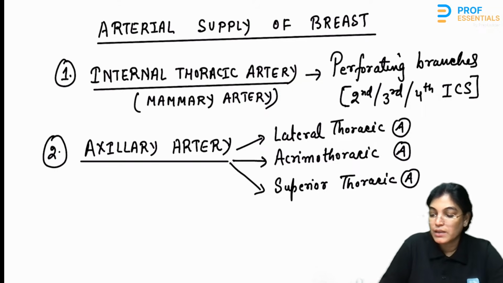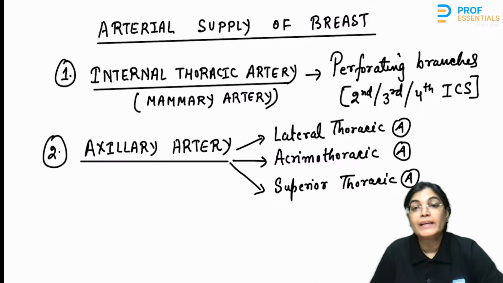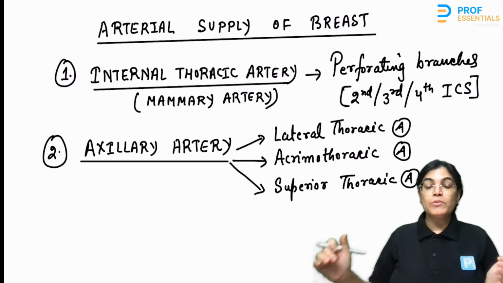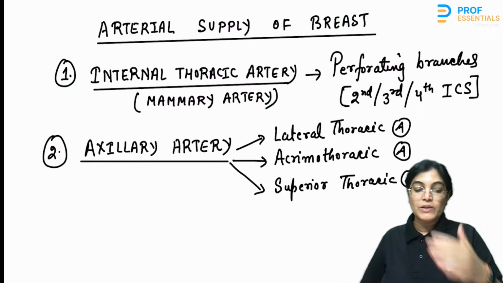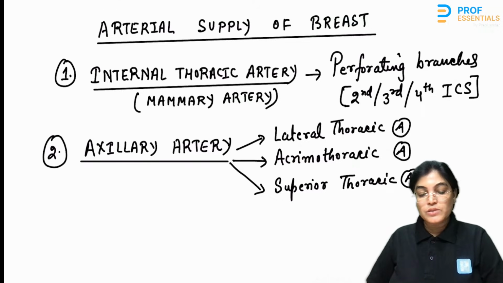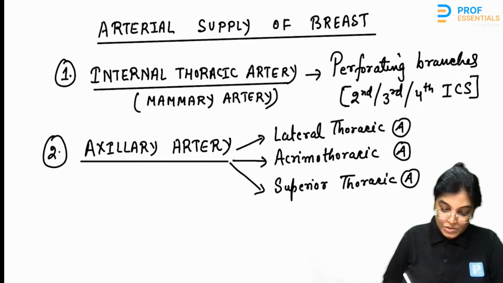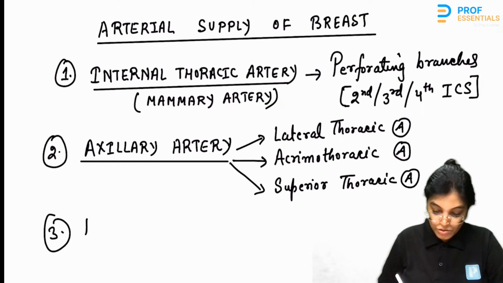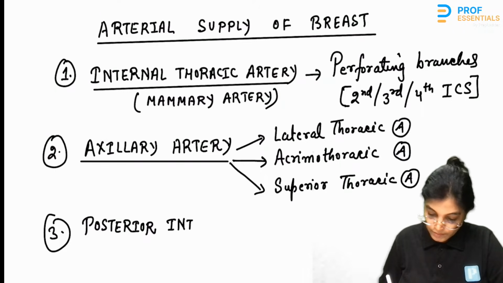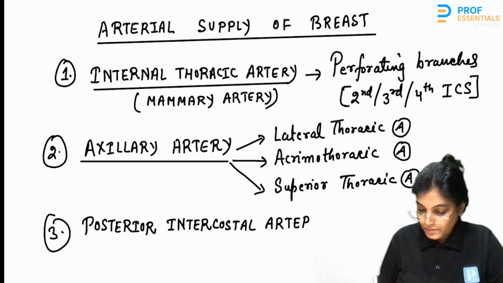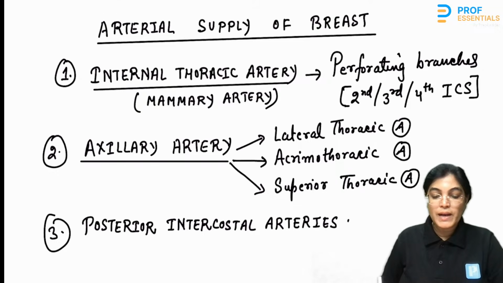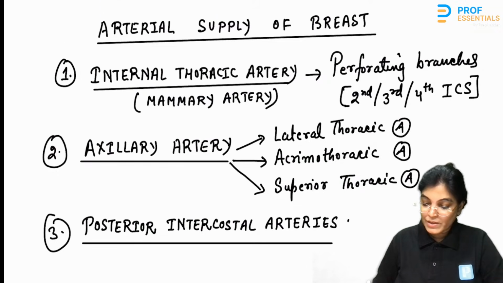So my dear students, in the axilla part, I will tell you that lateral thoracic and acromiothoracic artery are the branches from the second part of axillary artery. And the supreme thoracic artery is the branch from the first part of axillary artery. And the third source is posterior intercostal arteries, which via lateral branches give blood supply to the breast. So the third source is posterior intercostal artery. Got it? So these branch mainly through lateral branches.